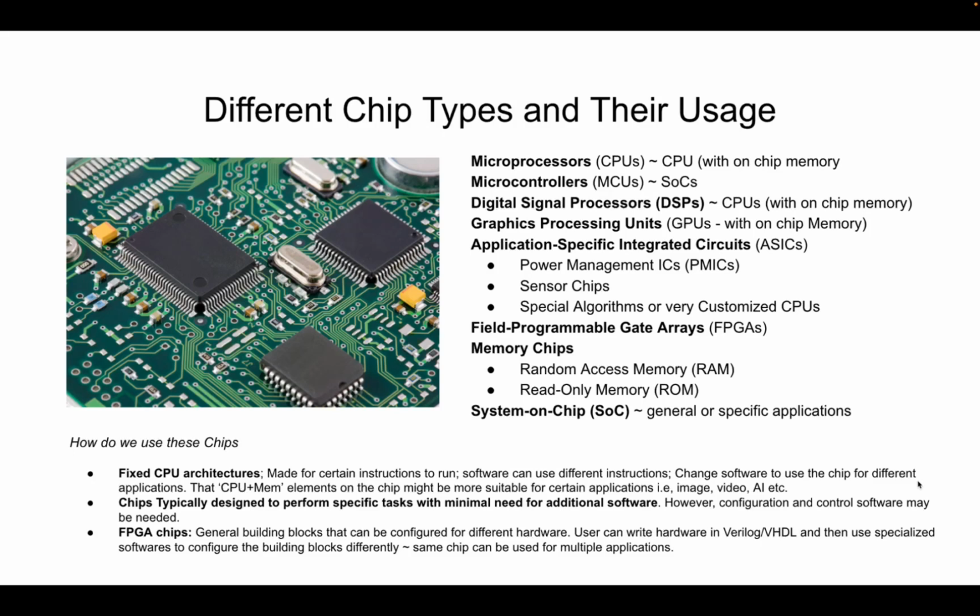Today we will talk about different types of chips available and how we differentiate between them on their usage. So look at the first half of it. A microprocessor is a CPU with some on-chip memory.